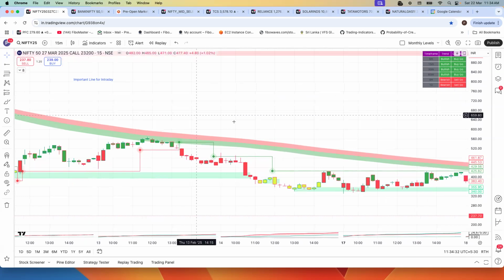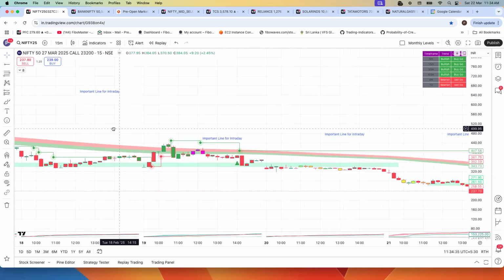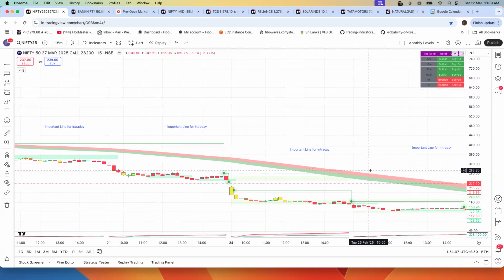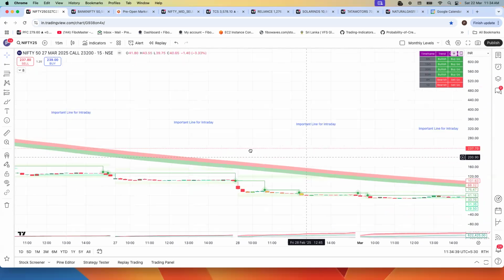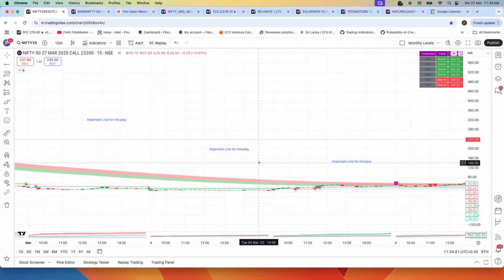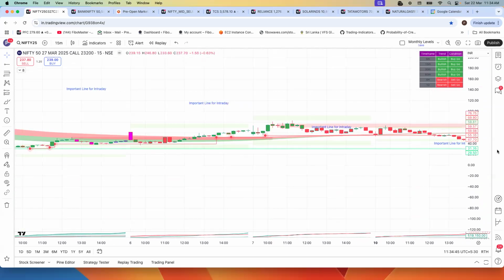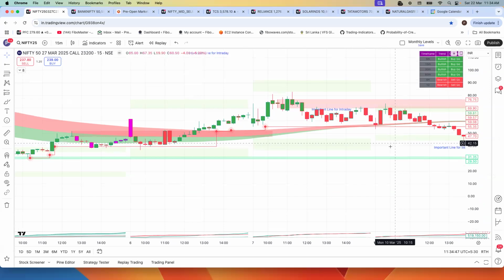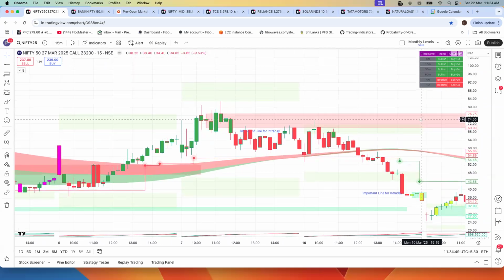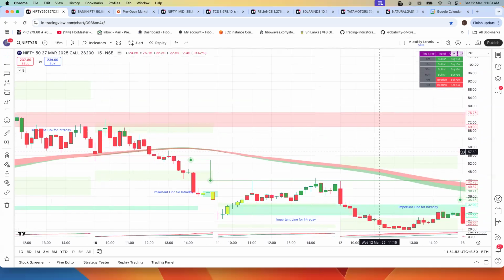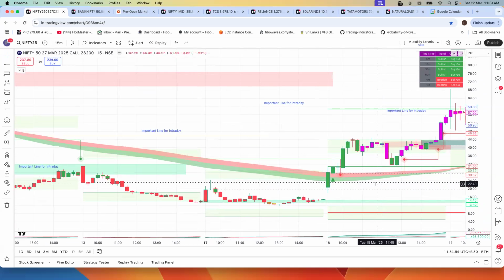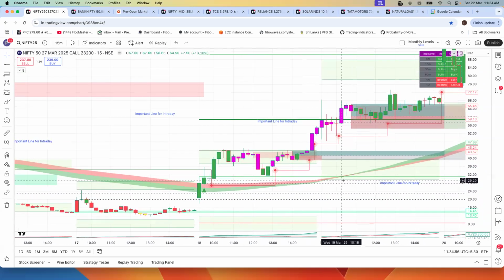So you cannot buy call option at all. Here, still, you cannot buy call option at all. Here, no. Here, no. Here, no. Around this particular area, the trend is getting changed. Still, no. Sorry. Here, the trend is getting changed. So here only, we have to buy this particular call option.